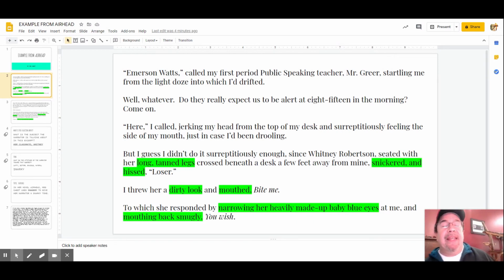Now, the thing is that these are not the only two examples of imagery in this entire excerpt. And in fact, Emerson, the narrator, covers a lot of different subjects besides just Whitney. She clearly seems to indicate kind of a frustrated and condescending tone towards her teacher, her class, and just the fact that she has to be there, for example.